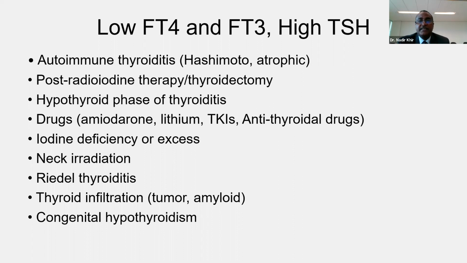On the other side, high TSH, but low free T4 and T3. And this is the bread and butter of your thyroid cases, Hashimoto thyroiditis, autoimmune thyroiditis. That's number one. But it could be not thyroiditis, could be what? Could be post-radioiodine therapy or thyroidectomy. You surgically remove the thyroid, it gives you a similar picture, or give radioactive iodine ablation to the thyroid, for example for Graves' disease, the patient becomes hypothyroid, a similar picture. Another thing, the hypothyroid phase of thyroiditis, a similar picture, high TSH, low free T4.